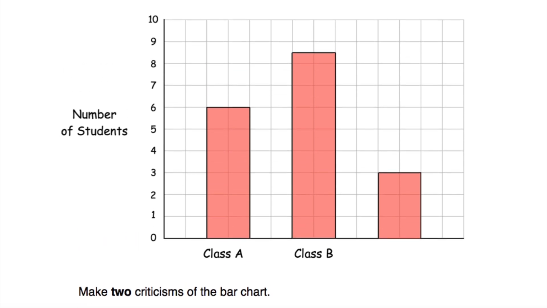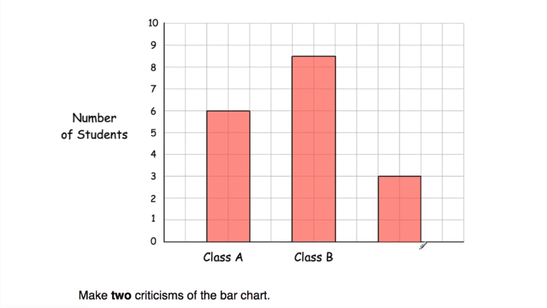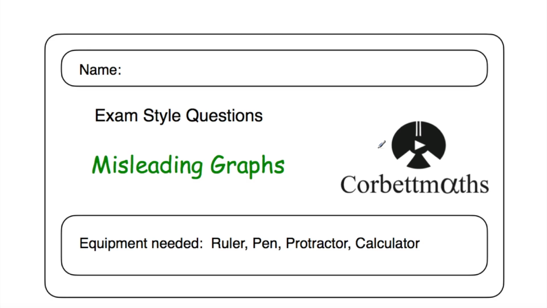So let's go up and have a look at the bar chart. We want to find 2 things that are wrong with it. The first thing I notice is actually this bar hasn't been labelled. There should be a label here. Is it Class C? Is there a Class C? Perhaps it goes Class A, Class B, and then Class W. I'm not sure, but there should be a label for this bar. So that's the first thing. Let's write that down. So I've just written down the third class has got no label.